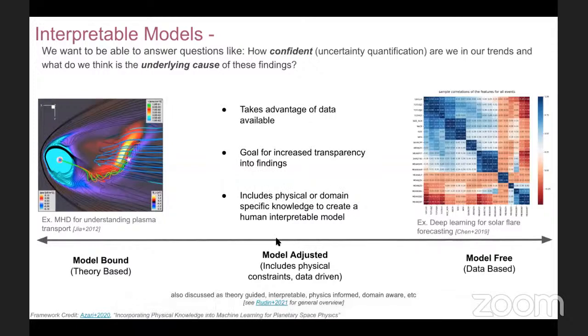And then in the middle is something which has been increasing in popularity over time, which is how can we take advantage of the data that we have available, but we also want to include our physical knowledge so that we can better understand and increase the transparency into our findings. And so this is called a lot of different things these days. This has been called model adjusted, it's been called theory guided, it's been called interpretable or physics informed. And there's a nice hyperlink here to Rudin 2021, which has a good overview of what interpretable models mean in this context. So next slide, Matt.